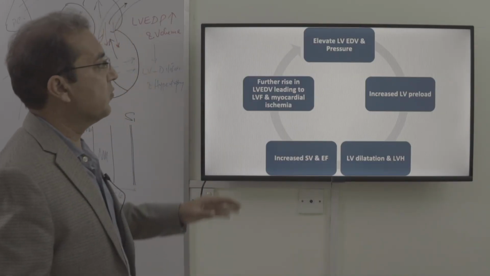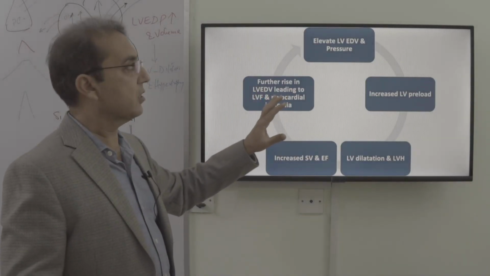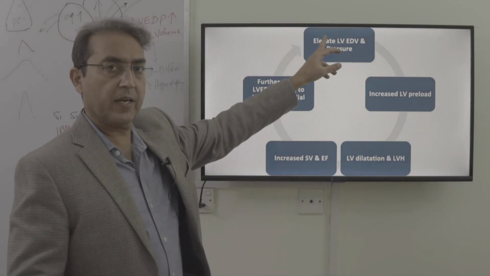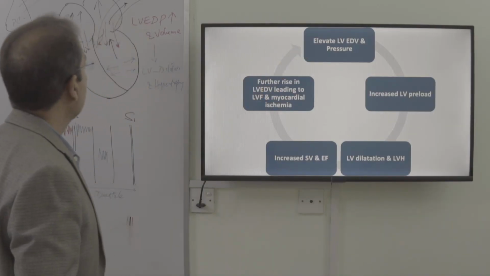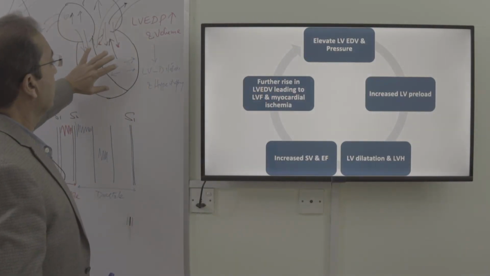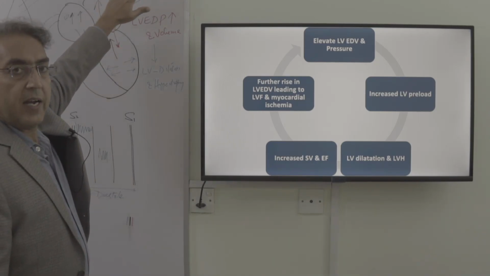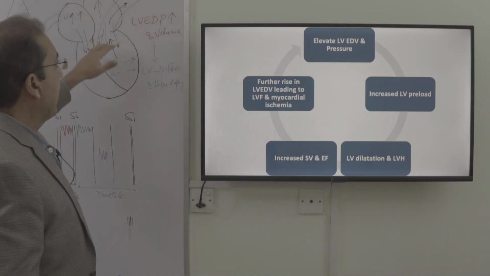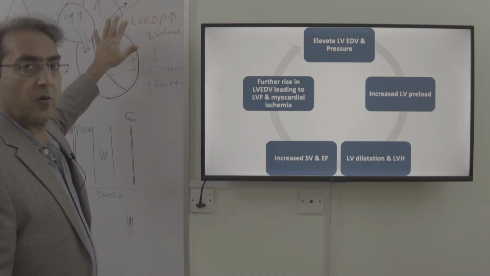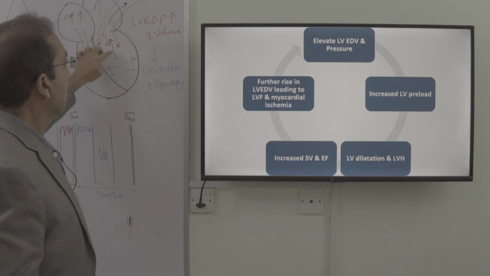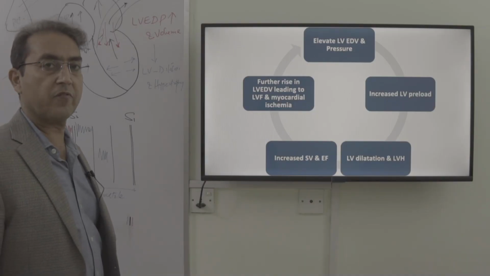Now, what happens when there is chronic aortic regurgitation? There is elevated left ventricular end diastolic volume and end diastolic pressure. So you can see what happens. During systole, the blood is ejected from the left ventricle into the ascending aorta. And during diastole, the blood tends to come back, but the aortic valve prevents this from happening. So during diastole, when the valve is not functioning, the blood starts coming back into the left ventricle.